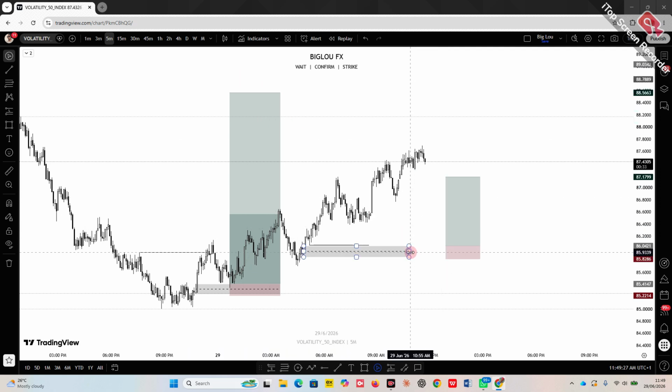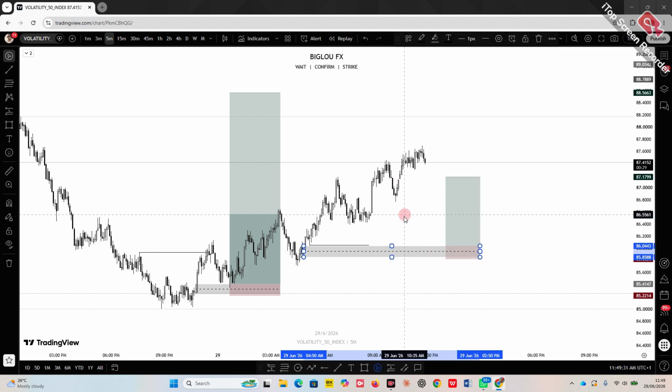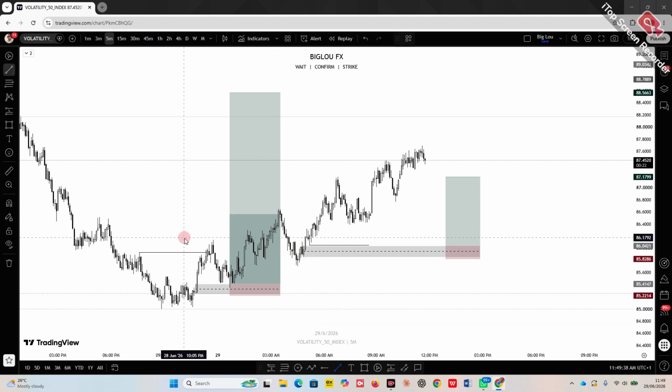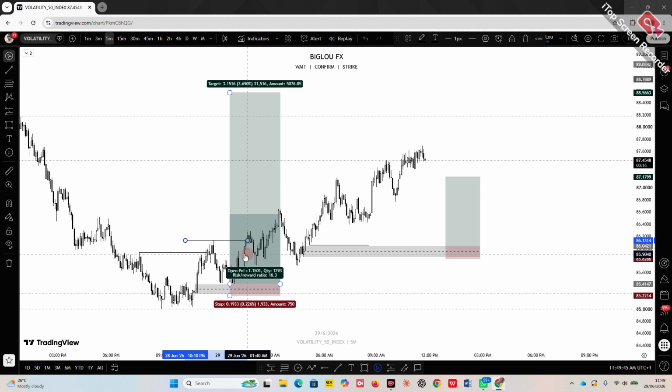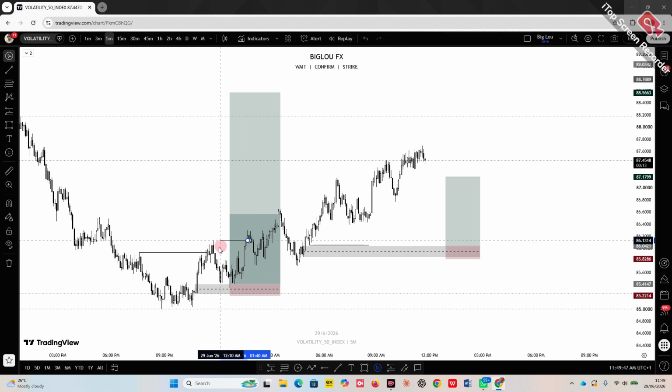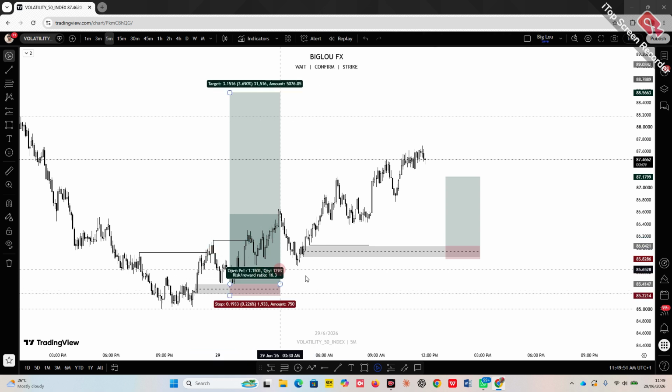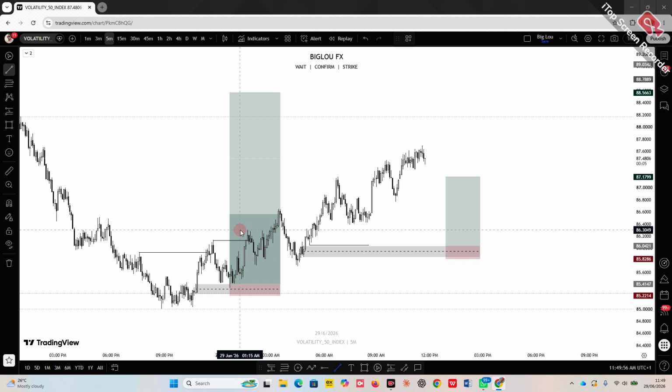So here I spotted this. I don't know if price can still come back there. I spotted this imbalance here that broke structure. You can agree with me that this imbalance, when the bullish move started, had a series of breaks of structure. We have a break of structure around here. We had a break of structure around here, after which we had another break of structure somewhere around here. We had this one around here.